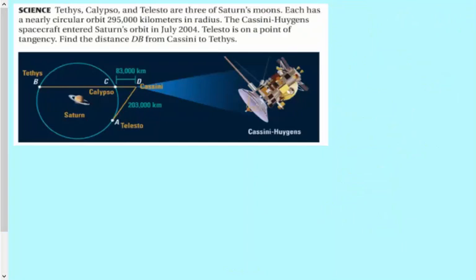Okay, and then I got one word problem here. You want to find the length? Here's just a bunch of information. They have everything. Let's see. All right, we have 3 moons. Each has a nearly circular orbit, 285,000 kilometers in radius. Okay, let's see. Find the distance from D to B. Okay, so that's all I want. D to B. Okay, well, let's call this segment x here, and they give us enough information just in that picture there. So I have read all those words, and they're basically useless.